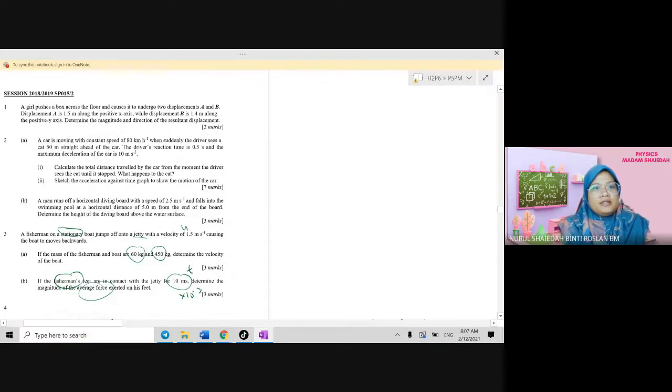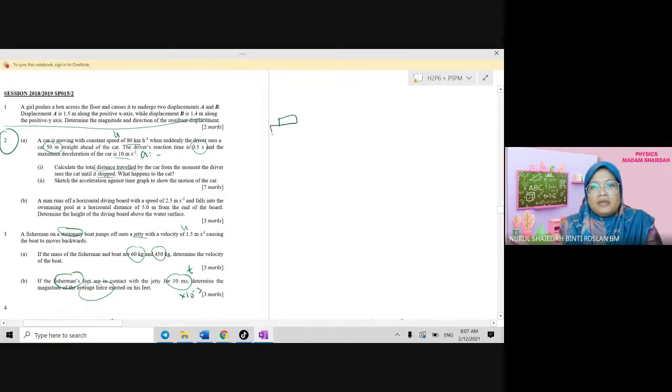Session 2018-2019. Okay, so saya buat soalan nombor 2 dululah. Kita pergi kepada chapter 2 dulu. Okay, a car is moving at constant speed. So U is 80 km per hour. Kena tukar ya. When suddenly a driver see a cat 50 meter straight ahead lah. The driver reaction is 0.5 second and the maximum deceleration adalah A adalah negatif 10 lah sebab decelerate. Calculate the total distance traveled by the car from the moment of driver see the cat until it stop.